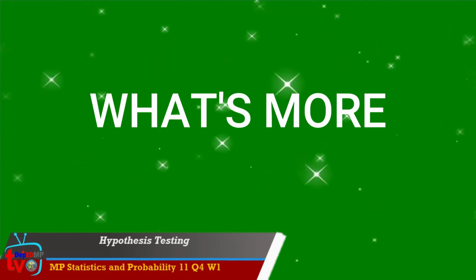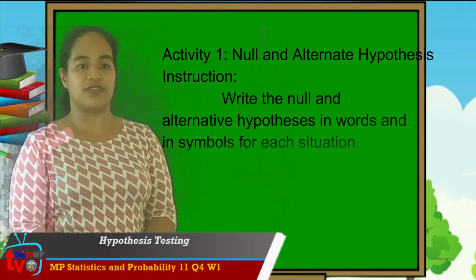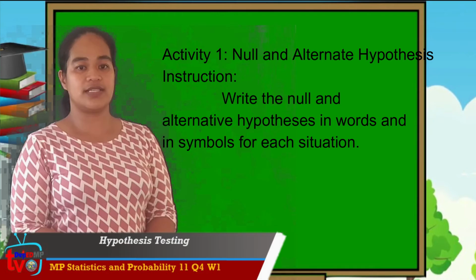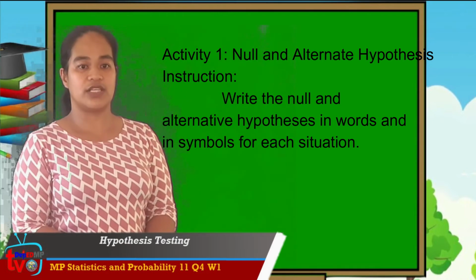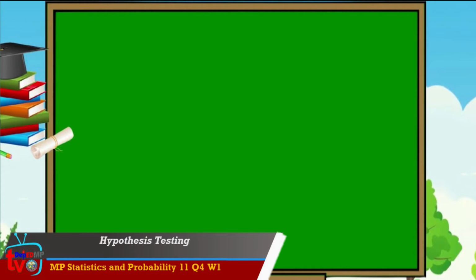I hope you're ready to answer the following activity. Activity 1. Write the null and alternative hypothesis in words and in symbols for each situation. Number 1. A pharmaceutical company claims that their pain reliever capsule is 70% effective, but a clinical test on this capsule showed 65 out of 100 effectiveness.